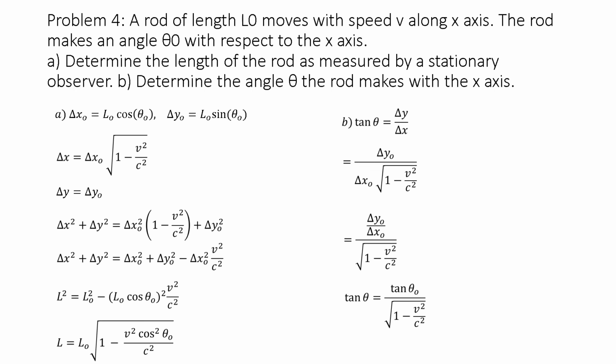Part B. tan theta equals delta y by delta x, delta y equals delta y naught, and we have found delta x using the length contraction formula. We put delta y naught divided by delta x naught as tan theta naught, then we get tan theta equals tan theta naught divided by square root of 1 minus v square by c square.